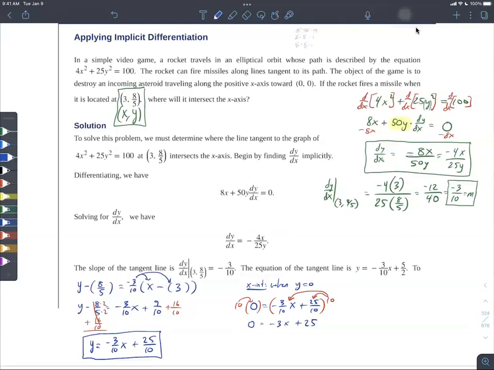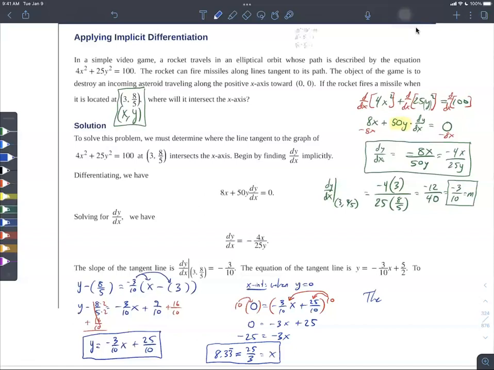We can subtract 25 from both sides. If we do that, we get negative 25 equals negative 3x. And then divide by negative 3 on both sides. And so we get 25 over 3, the negatives would cancel, equals x. This is approximately equal to 8.33 repeating. So that is the location where it would intersect with the x-axis.